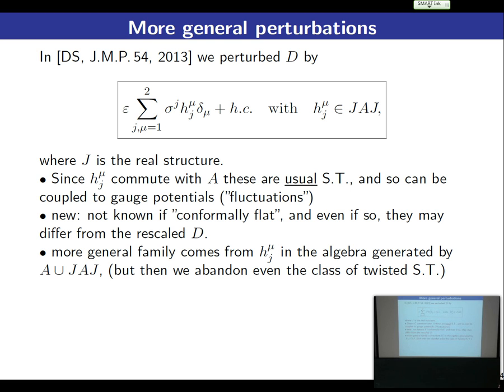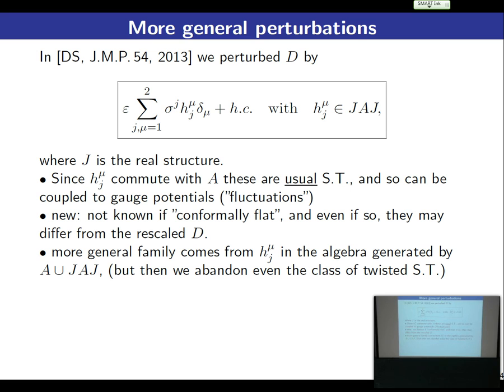There are usual spectral triples. We can do, on top of them, usual fluctuations, for instance. We don't know if they are conformally flat because we don't know the meaning of the notion of being conformally flat. Let's say that classically, of course, any metric, any Dirac operator comes from some conformally flat metric for some conformal class tau. But on the quantum level, on the non-commutative level, it's not clear at all.